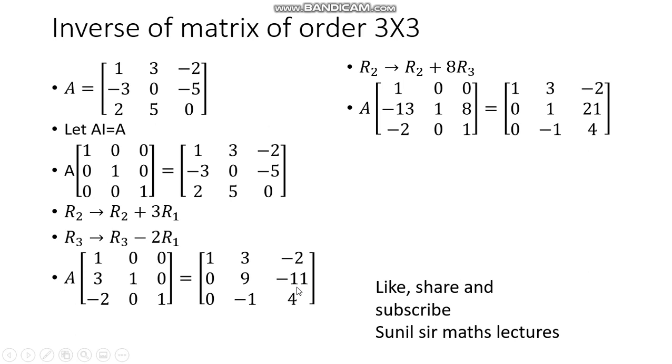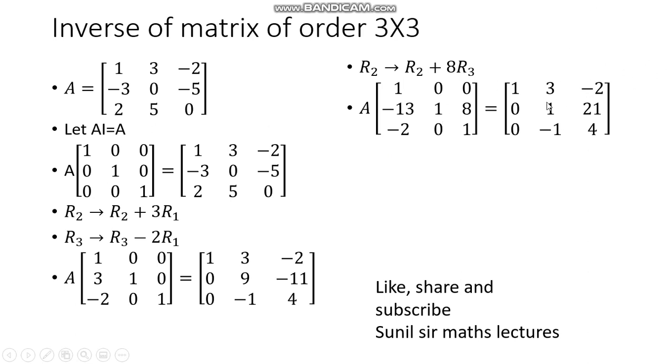Along with that, minus 11 plus 32 is 21. On the left side also there is a change. Previously I have not mentioned it because it's very simple, you can do it. Now the left side also we change. R2 plus 8R3 means 3 minus 16, that is minus 13. 1 plus 0 is 1, 0 plus 8 is 8. So this is how the second row changed.